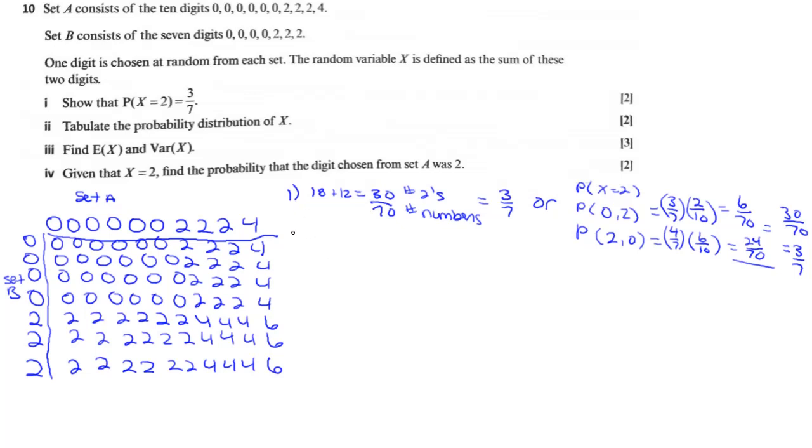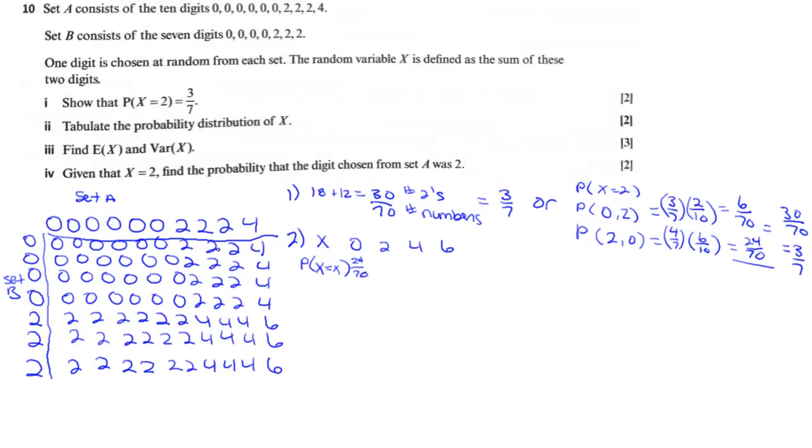Now, in number 2, it says put together a probability distribution of X. This is going to be pretty easy. We don't have that many values for X: 0, 2, 4, and 6. The probabilities we've already figured out. First, the zeros: that's 4 times 6, 24, plus 24 out of 70.